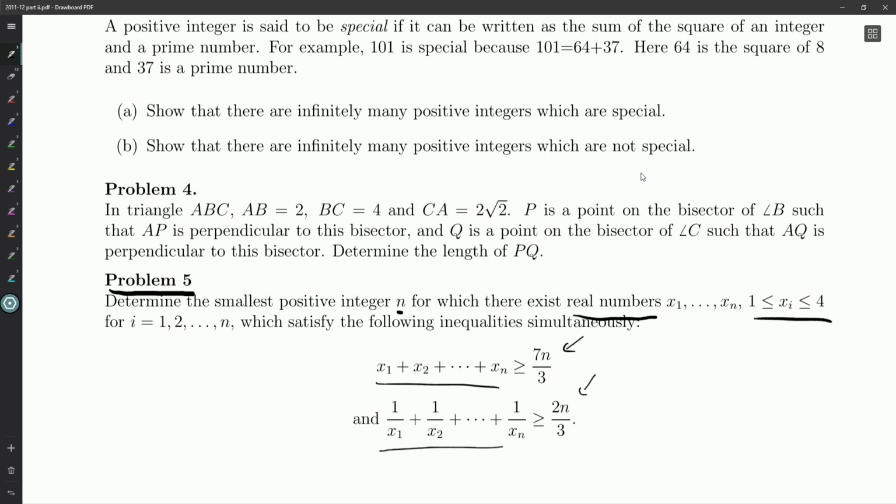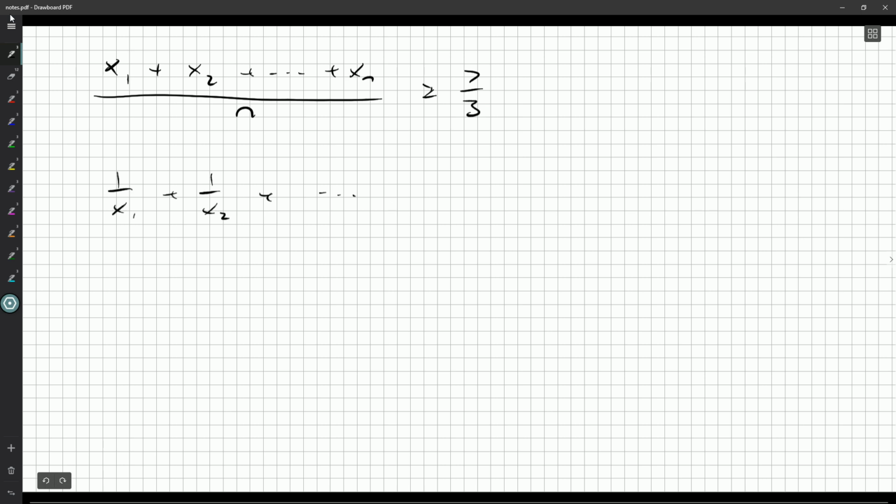Interesting. So one thing that sort of immediately comes to mind, just because we're adding up a bunch of things and we're adding a bunch of reciprocals, is arithmetic mean and harmonic mean inequalities. I don't know if this is where we're going, but one thing you could do is divide both sides of these inequalities by n. And you have here the arithmetic mean, the average of all the numbers, needs to be at least 7/3. And for the reciprocals, you do the same thing, and we can figure out what the average of the reciprocals of these numbers is. It needs to be at least 2 over 3.